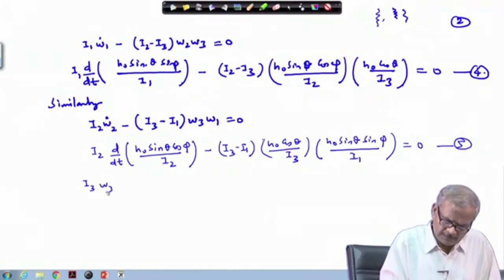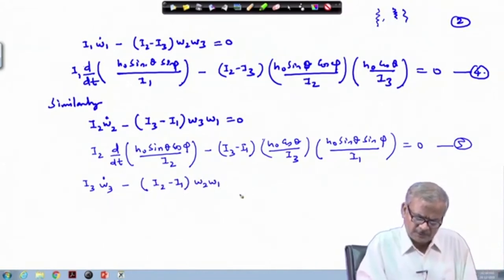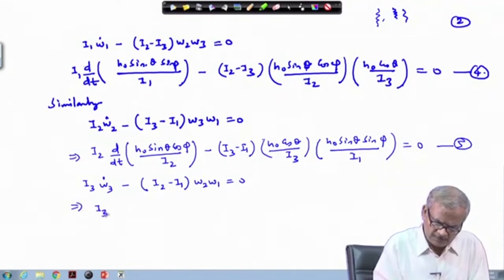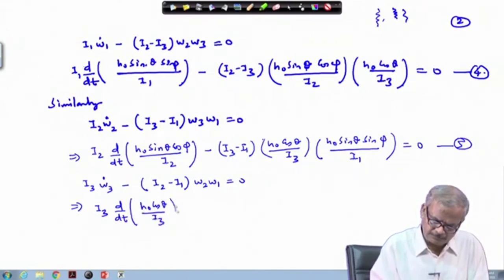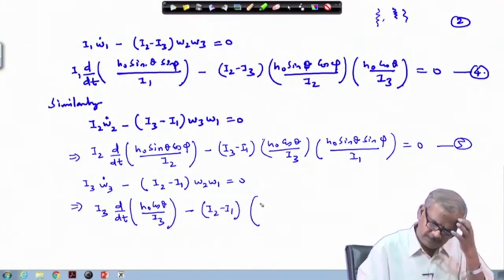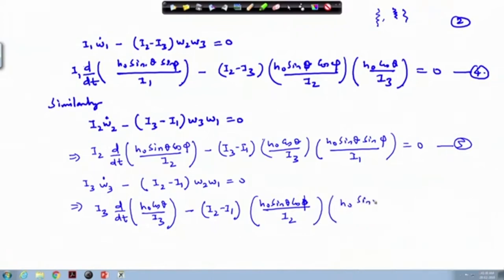In the same way, I3 times omega 3 dot. This equal to 0, and this implies, picking up omega 2 from this place, cos phi, this is equation number 6.